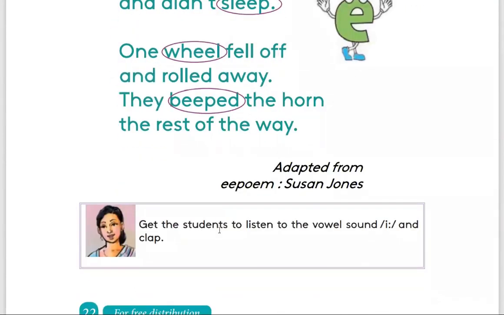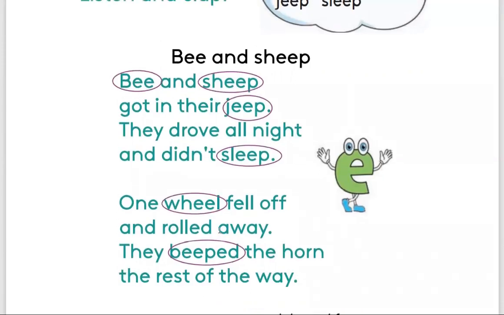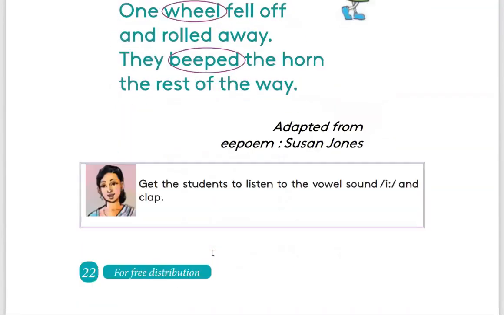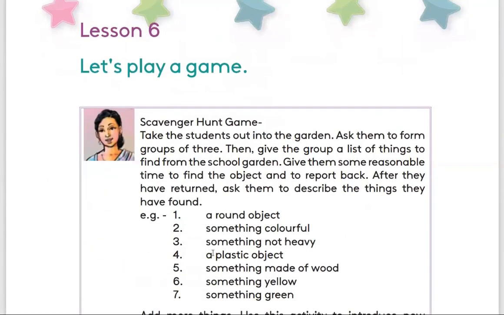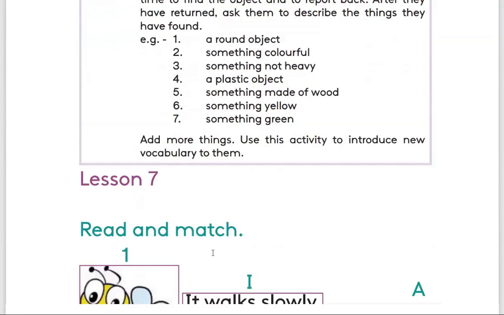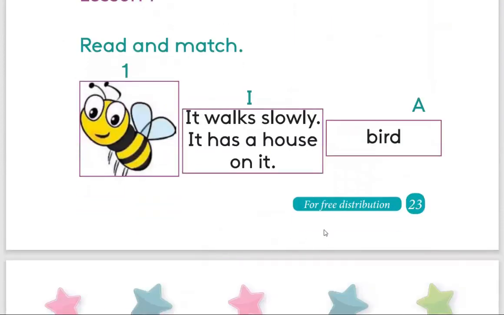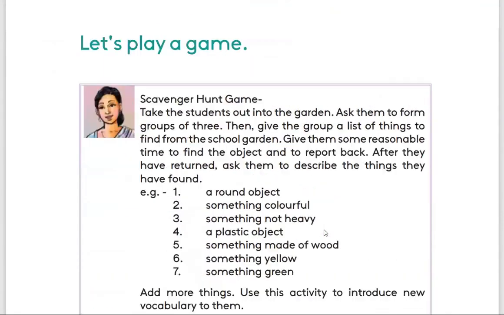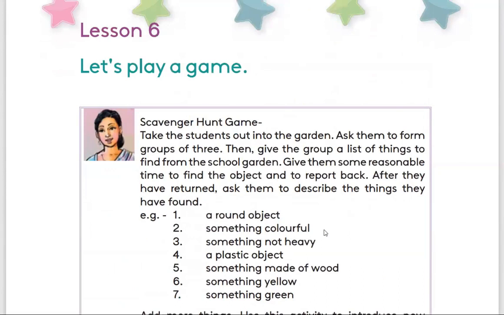Okay. So nice. Well done. Right. The sound is E sound. Long vowel sound. E. Sheep. Jeep. Sleep. Wheel. Beat. Right. Okay. Let's go down. Our next activity is on page 23, right. See, it's also a game. Let's play a game.